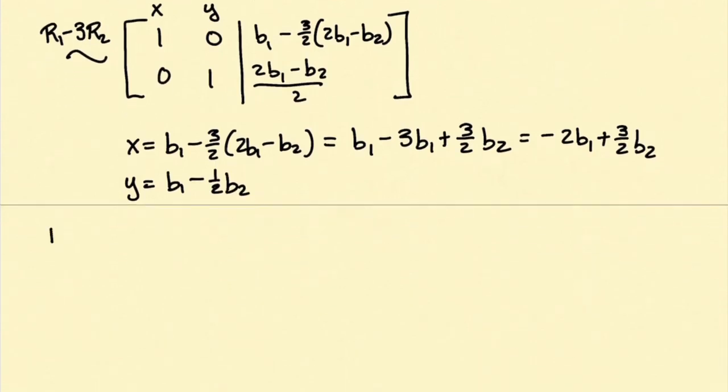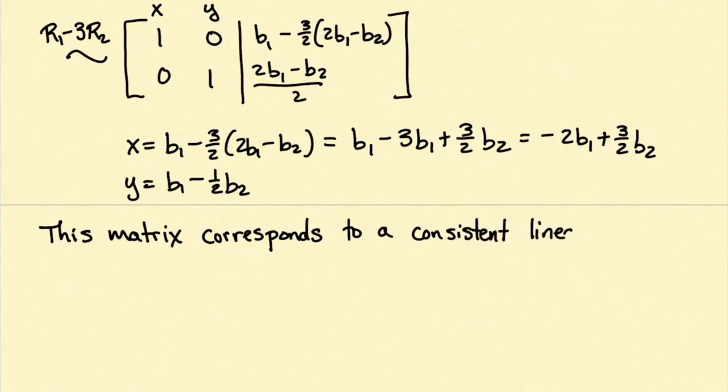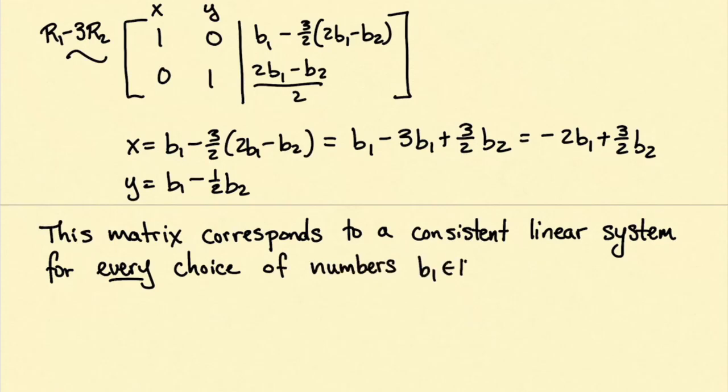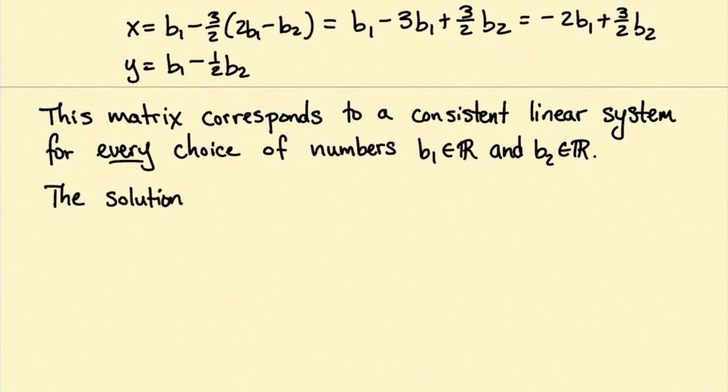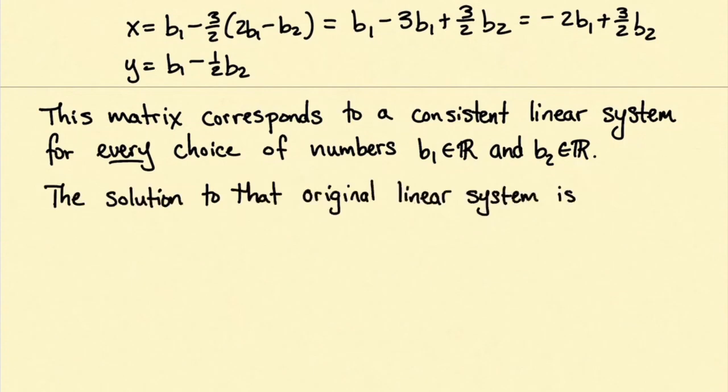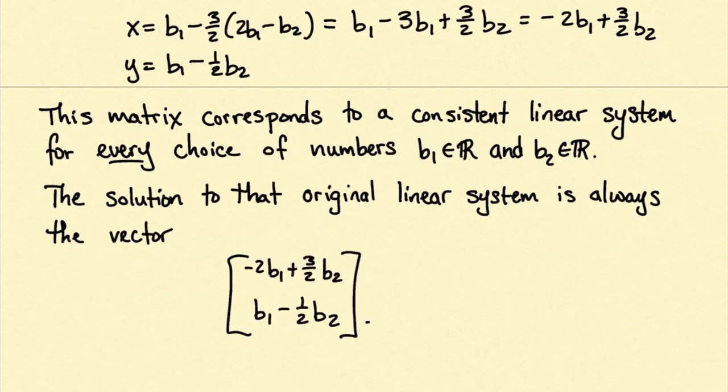There are two important pieces of information here. The first piece of information is our original question about consistency. As we can see here, this matrix is always consistent. The second piece of information is the general solution to that linear system.